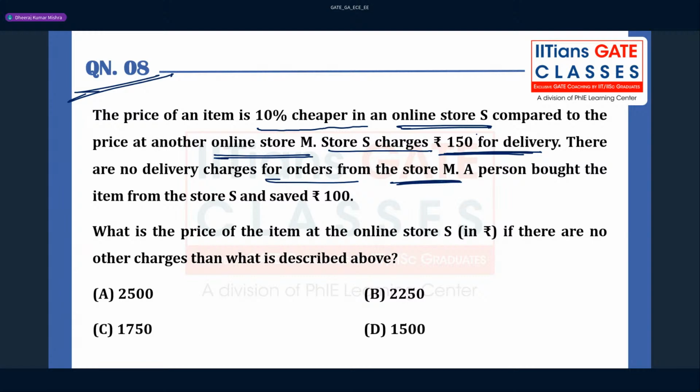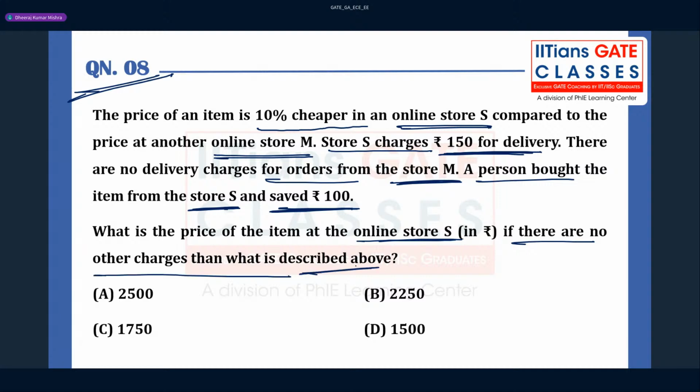Despite it being 10% lesser, there are no delivery charges, okay? So a person bought the item from store S and saved 100 rupees, because it was 10% cheaper as well. Now, what is the price of an item at the online store S if there are no other charges than what is described above? So you see, guys, the delivery charge is nothing but 150, and he is saving 100.